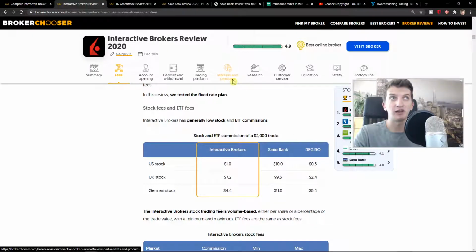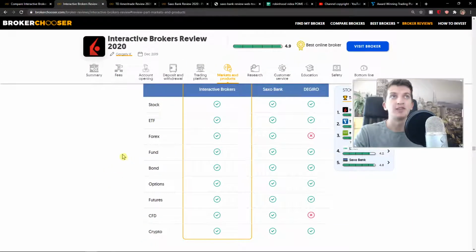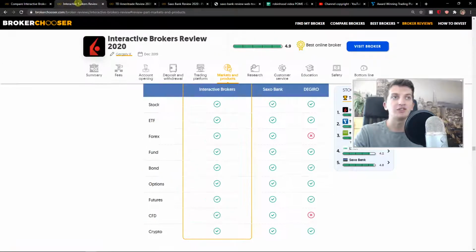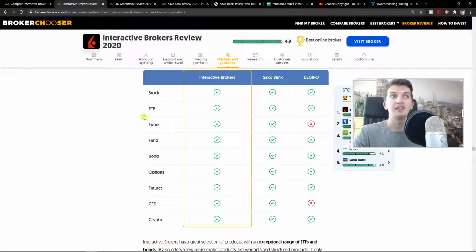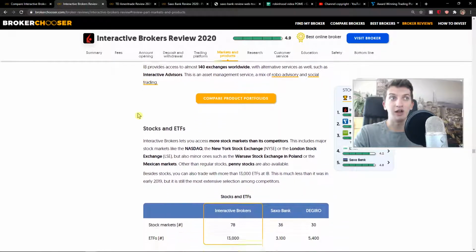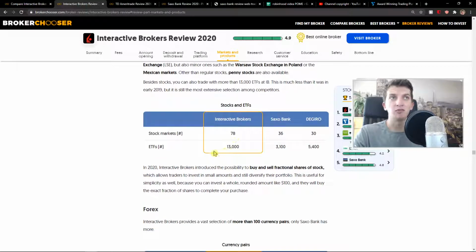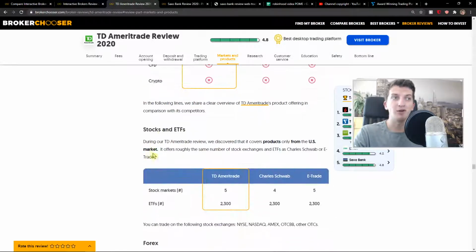Now let's continue to markets and products. In markets and products, Interactive Brokers is dominating in this field, in the whole world. They have CFDs, they have crypto, they have many more markets compared to AMERITRADE. You can see right here, Interactive Brokers has 78 stock markets and 13,000 ETFs, AMERITRADE has 5 stock markets and 2,300 ETFs. So if you're someone who wants to invest in foreign markets, I definitely recommend going with Interactive Brokers instead of AMERITRADE.